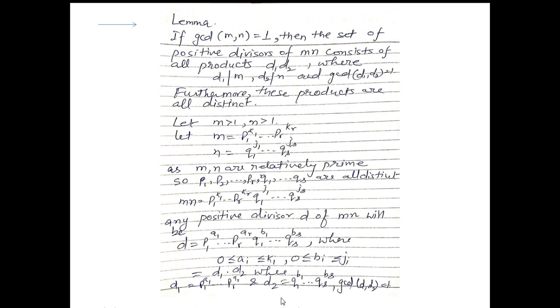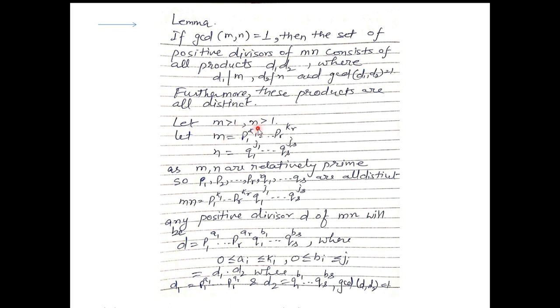Next, there is a lemma. This lemma says that if m and n are relatively prime, then the set of positive divisors of mn consists of all the products d1 d2, where d1 divides m and d2 divides n, and d1 and d2 are relatively prime. Furthermore, these products are all distinct.